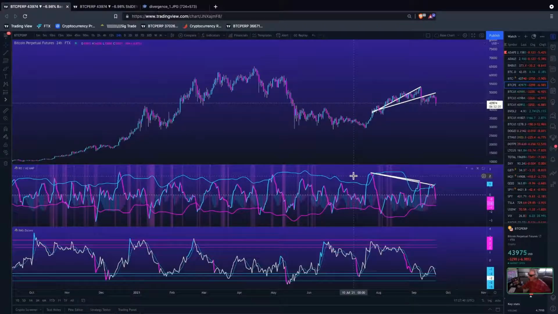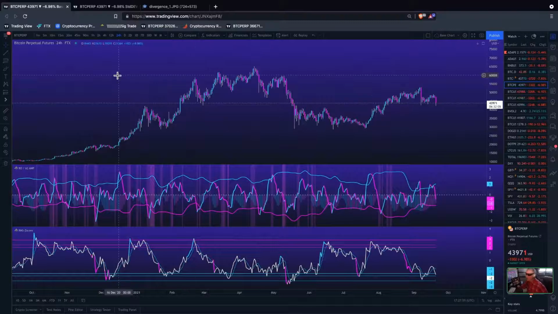Okay, so that is showing, and obviously you can see it's playing out on the Z-score too, right? See the lower highs? Bam, bam, bam. So divergence was being shown on both of the indicators.